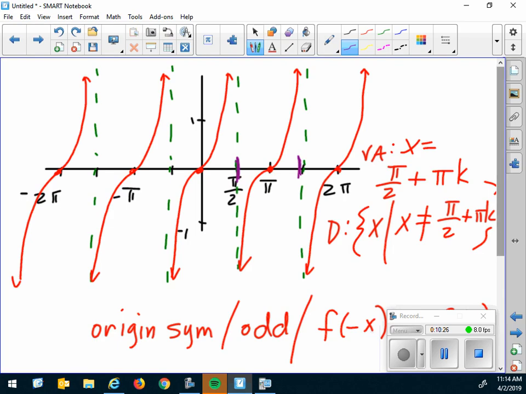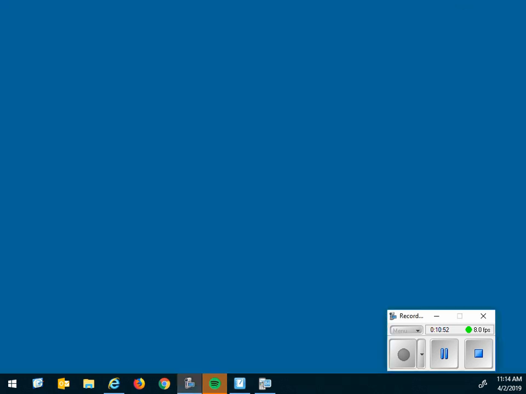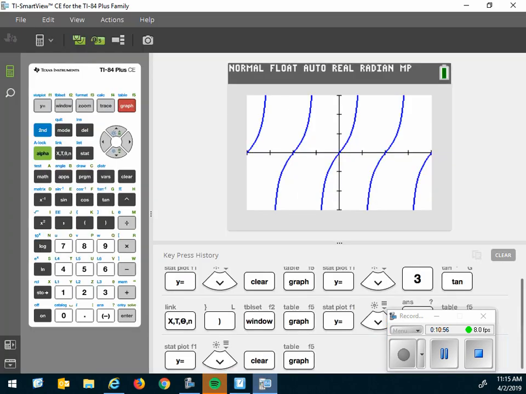Go back. It takes pi to make one of those subintervals, doesn't it? So if we go from pi over 2 to 3 pi over 2, and then we copied and pasted that, it would keep repeating over and over. Ladies and gentlemen, you need to know that the period of tangent is pi. It is not 2 pi, it is pi.